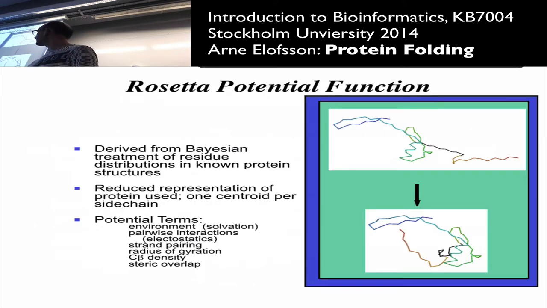It uses what is called a Bayesian treatment of residue distributions from known protein structures. That's basically a statistical potential. This is the key thing in many of these methods: you don't calculate the physics. It's basically the same type of potential as in the threading function I talked about last week. So basically it's the probability to find residues A and B in contact, calculated from the known structures. And you do the same thing for other terms like solvation, and the Bayesian approach is just a way to weight the statistics together.